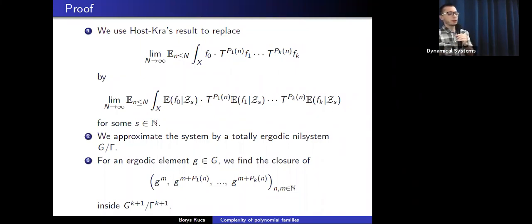So the last thing that one has to do is to show, for each ergodic element g of the group G, we want to find the closure of the sequence given here inside the nilmanifold given here as well. And the reason why it's enough to find the closure is because by a result of, I think, Leibman, under some conditions on g, this sequence is equidistributed on the closure inside this larger space here.